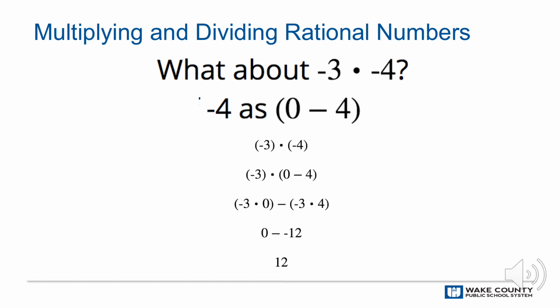What about -3 times -4? It may seem strange, but the answer is 12. To answer why this is, we can think of -4 as 0 minus 4.